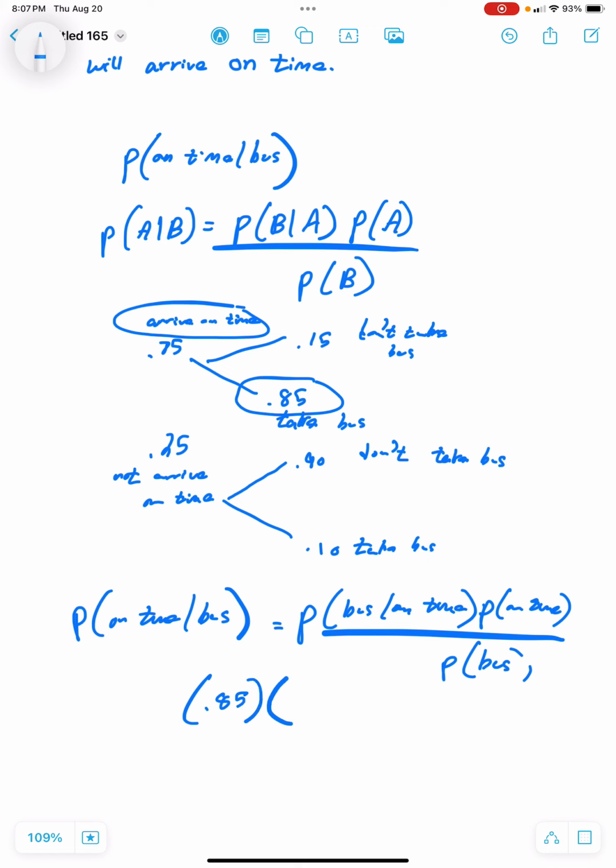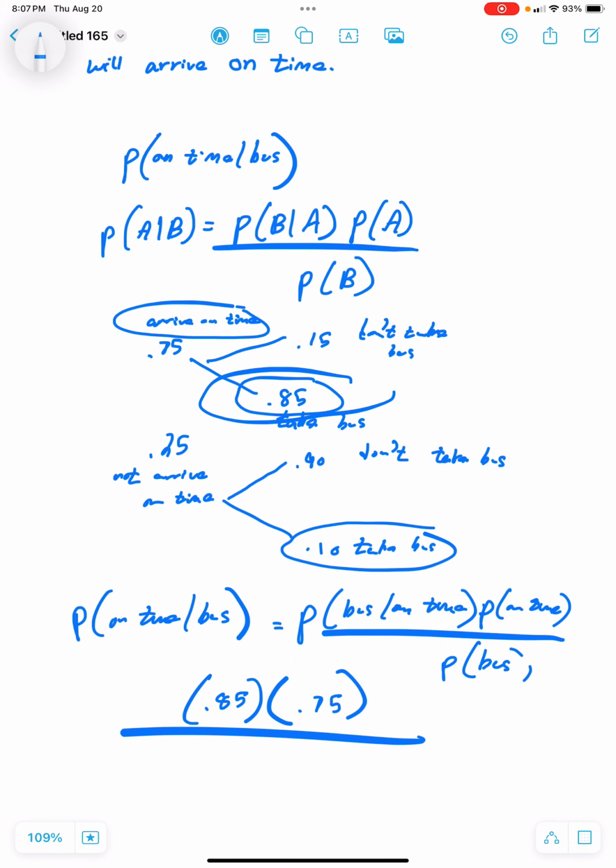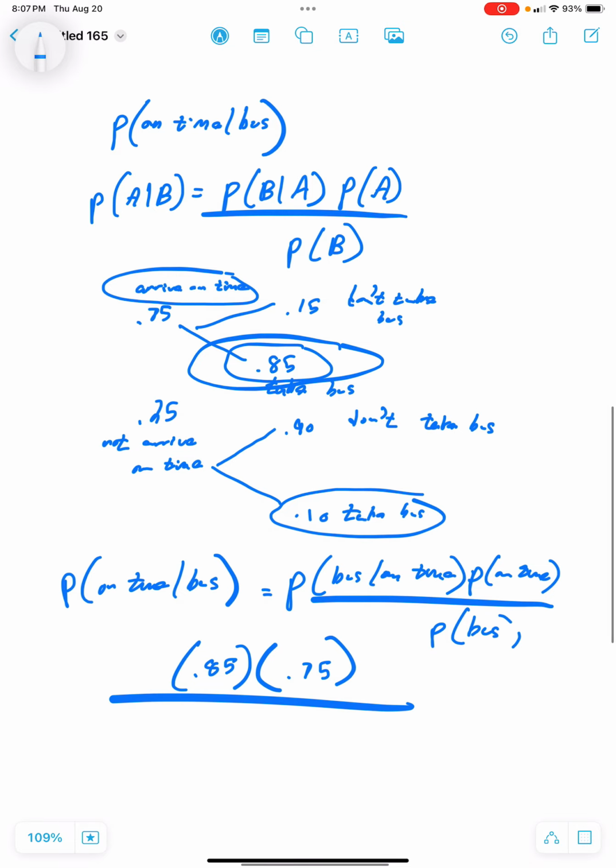Now this is just the P of arriving on time, right? So this is simply going to be 0.75. And then the probability that a student takes the bus. Now there's two ways for a student to take the bus. There's this one and there's this one. So this is going to be calculated as 0.75 times 0.85 plus 0.25 times 0.10.